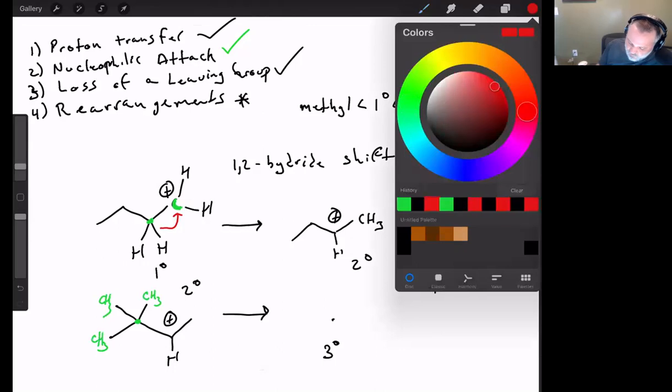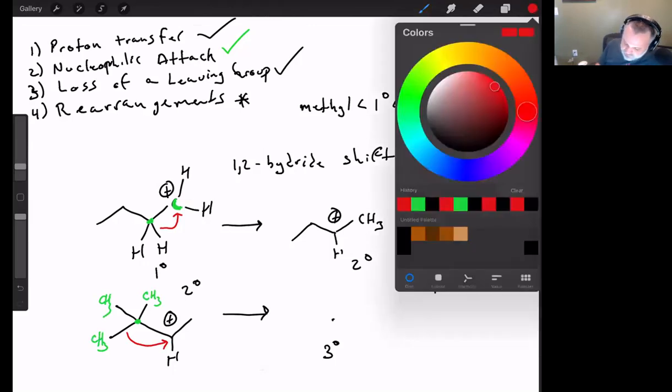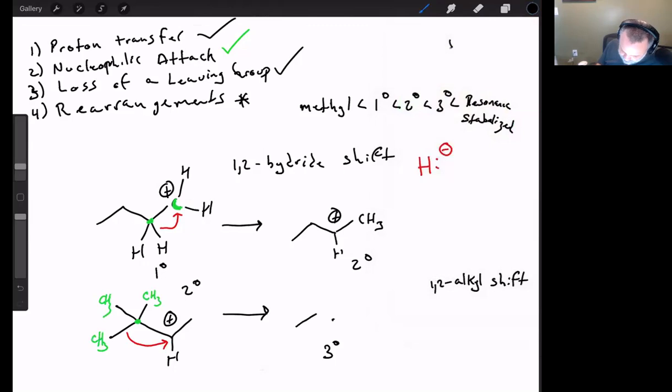No worries. We can still take the entire CH3 group and move it over. This would be a 1,2 alkyl shift, and in this particular case, it would be a methyl shift. And so the resulting product would actually have the methyl group move to this location to then form the tertiary carbocation here.